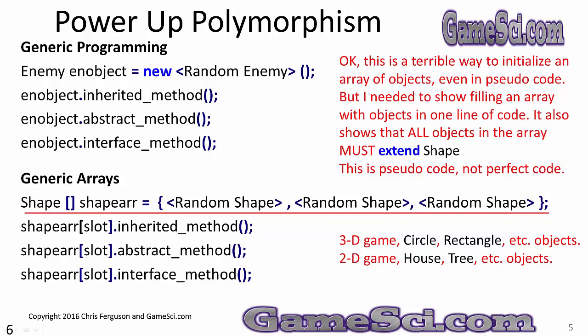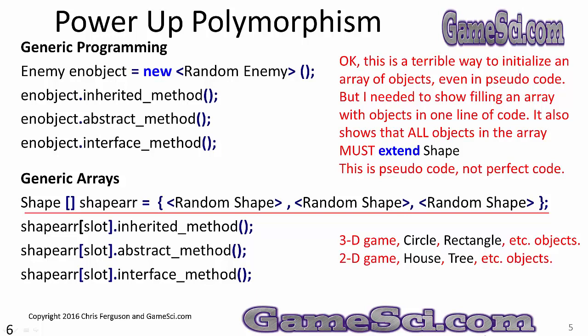This is very generic. This is very pseudocode. This is a terrible way to initialize an array of objects, even in pseudocode. But I need to show filling an array of objects in one line of code. It also shows that all objects in the array must extend shape. This is pseudocode, not perfect code. In a 3D game, this thing would be filled with circles, rectangles, etc., all sorts of geometric shape objects. In a 2D game, this could be a house object, a tree object, and any other object.